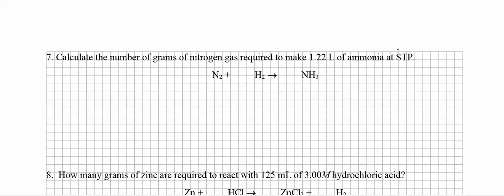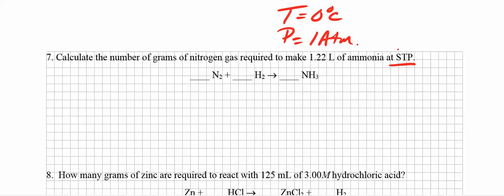It says calculate the number of grams of nitrogen gas required to make 1.22 liters of ammonia at STP. So we're going to need to learn, first of all, what we mean by this term STP. What is STP? Well, STP is an abbreviation for standard temperature and pressure. And essentially what it means is that temperature is defined as 0 degrees Celsius and pressure is 1 atmosphere. It's a way of measuring the pressure of a gas.